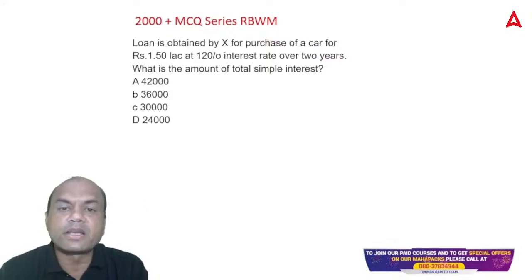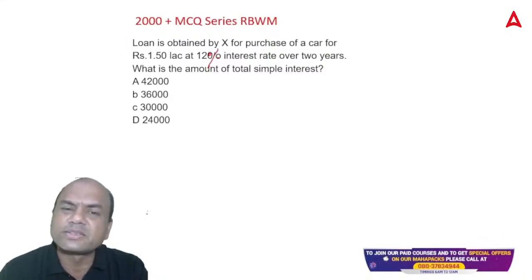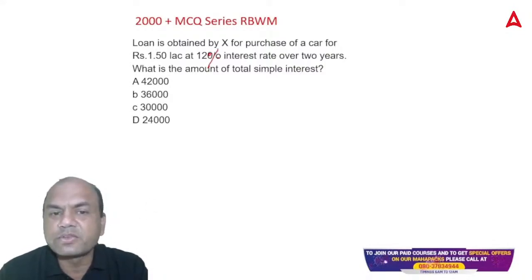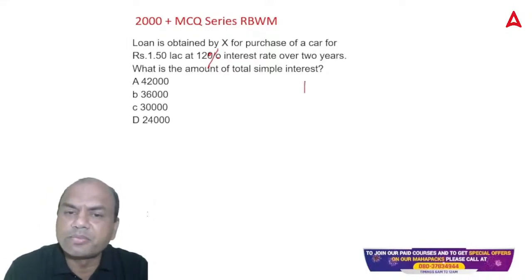Loan is obtained by Mr. X for purchase of a car for 1.50 lakhs at 12% over the 2 years. What is the amount of total simple interest? Now this is very simple. 1.5 lakhs at 12% for 2 years. So calculate the simple interest. PNR upon 100. PNR upon 100, right?